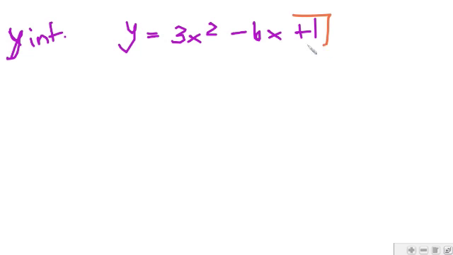So this is my y-intercept. No math there. So it's automatically going to be 0, 1. 0 because, again, y is also called 0.